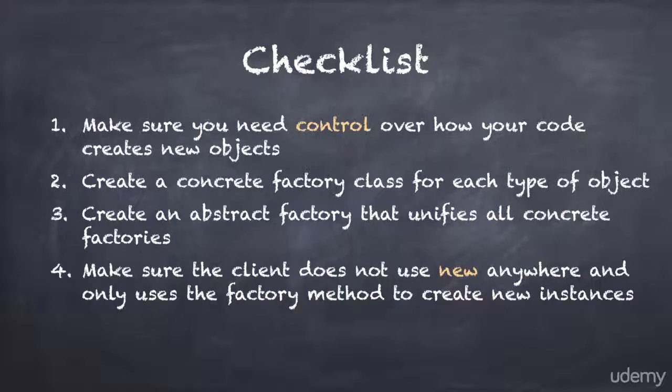Next, create a concrete factory class for each type of object. Then, create an abstract factory that unifies all concrete factories. And finally, make sure the client does not use new anywhere and only uses the factory methods to create new instances.